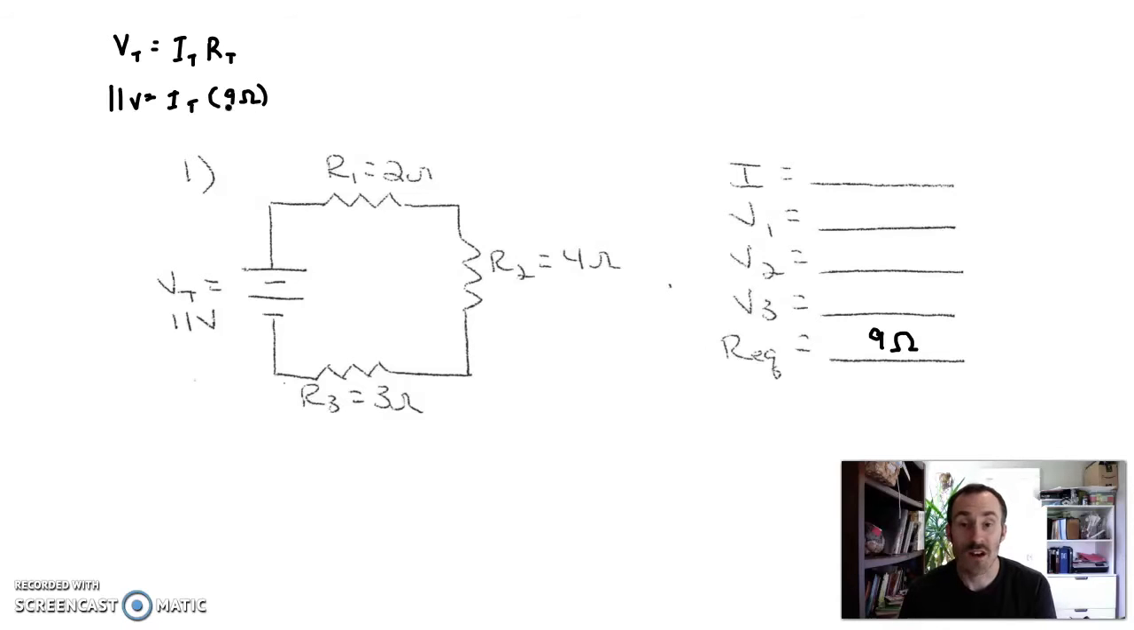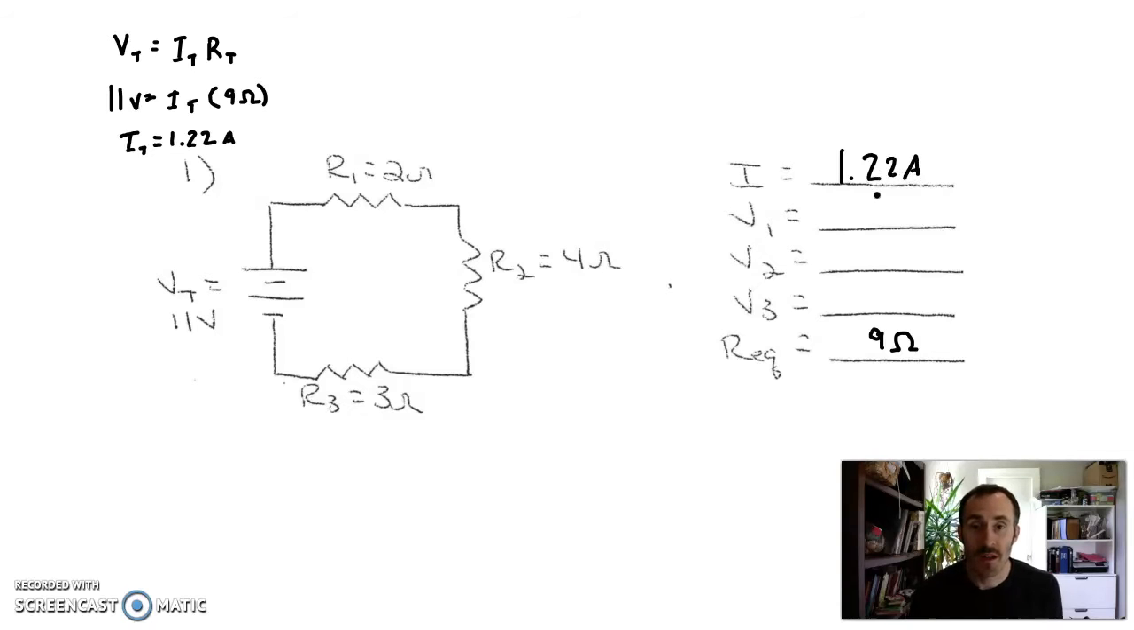And so when you do 11 divided by 9, you get an I of 1.2 repeating amps. We're just going to go 1.22. So that is the total current. Now we remember that any current traveling through one of these resistors is the current traveling through the total. Now we know the total first, and that means that's the total current coming out of the voltage source. That means all of that current has to travel through R3, R2, R1. Again, the order does not matter.